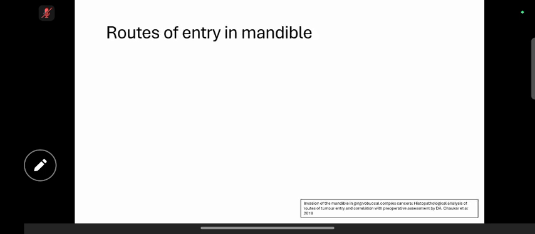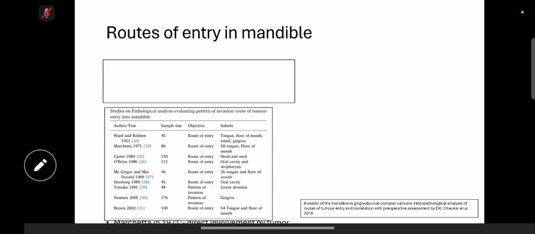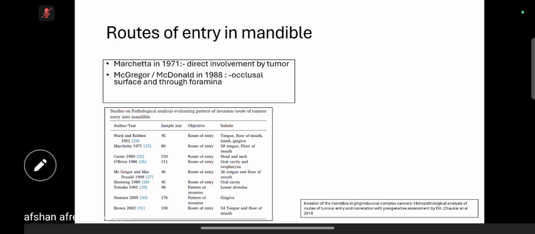So before understanding where you have to go for the segmental and marginal mandibulectomy, let's see what all the routes were propagated in the past for tumor entry in the mandible. There were multiple theories propagated by different authors in the past, one of them by Marshita et al. in 1971, in which they said that tumor invades the mandible directly, followed by McGregor's and McDonald's theory, proposed in 1988, in which they said that tumor enters into the mandible through the occlusal surface or through the mandibular foramina.